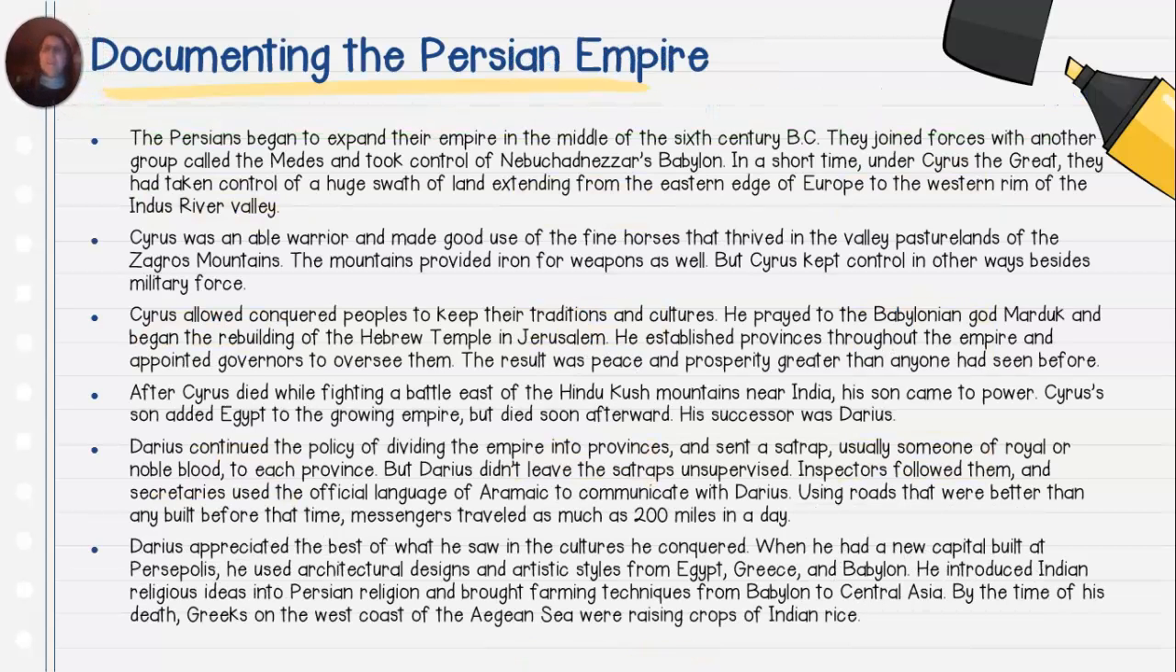All right. So this is documenting the Persian Empire. You don't need to write any of this down. So don't look at this and think, oh my goodness, Mrs. Edgar, how am I going to write this down? It's on page 273. I'm just going to go ahead and read it, and you can follow along.